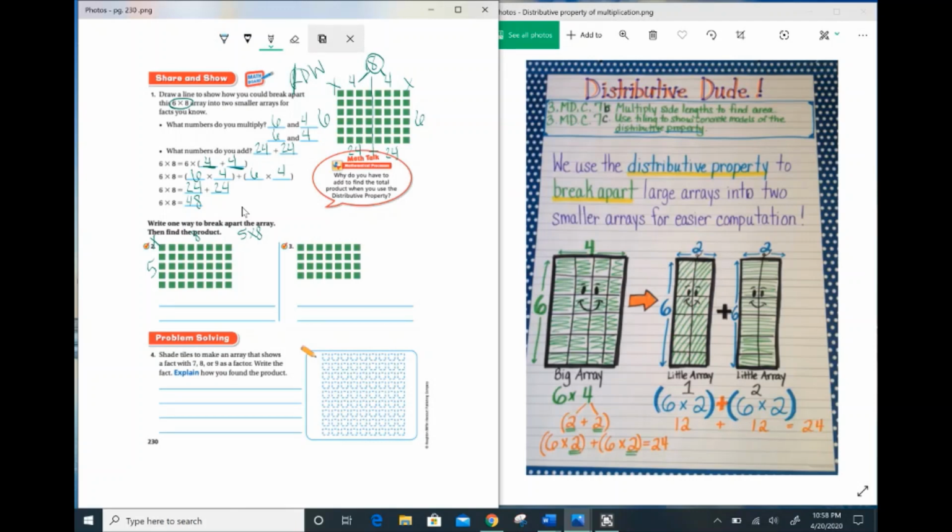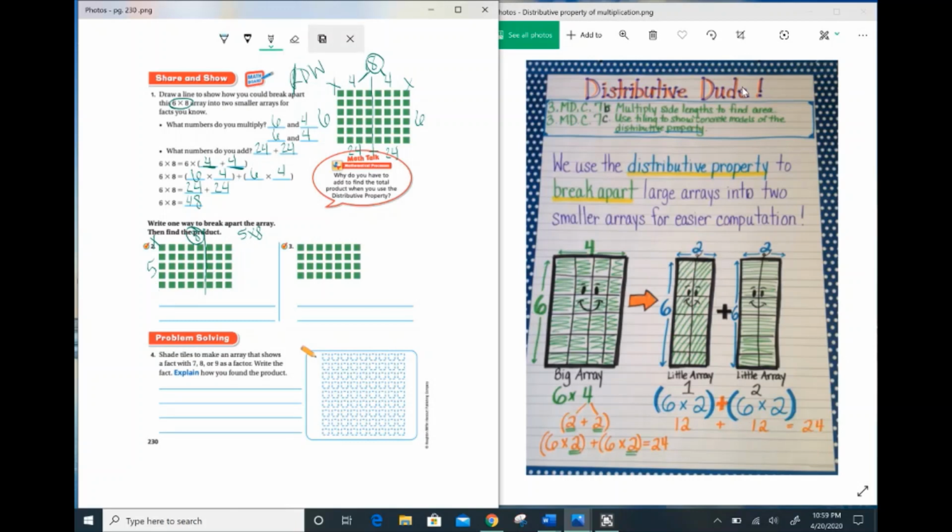But we're going to use our break apart method, which is our distributive property. I'm going to look at the 8 and see what numbers I can add that equal 8. So I know other numbers that equal 8 are 5 plus 3. I'm going to use 1, 2, 3, 4, 5. Break it apart here. And then 1, 2, 3.